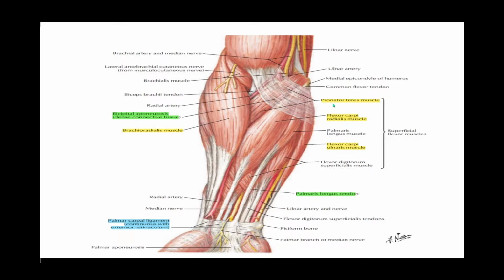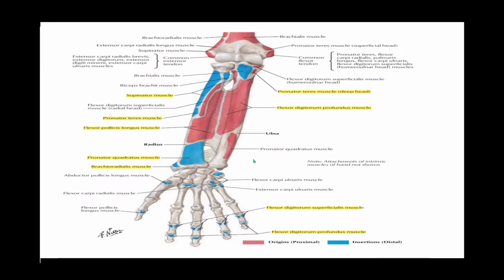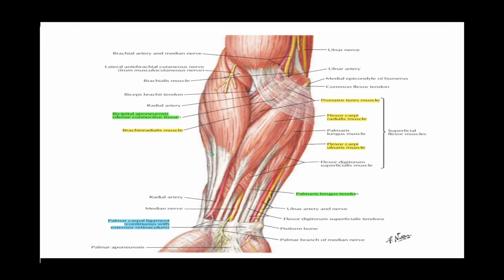The pronator teres, as the name suggests, contributes in pronation, which is turning the forearm in such a way that the palm of your hand faces down, faces the floor. That is pronation. If you turn your forearm in such a way that the palm of your hand faces the ceiling or the roof, that is supination. So pronator teres helps in pronating the forearm. Deep inside, we'll get to find another muscle, the pronator quadratus, which also contributes in pronation of the forearm. Okay, we'll get to see that in more detail.